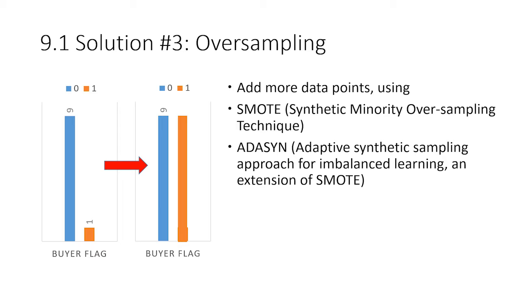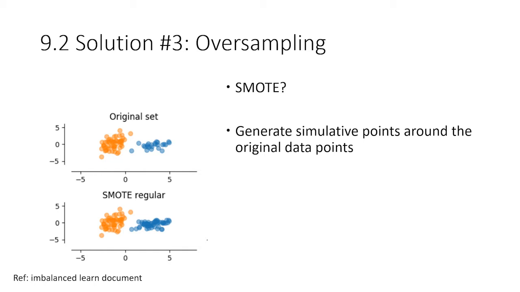Based on similar ideas, we can also add more data points labeled with 1s using the SMOTE method. What is SMOTE? The SMOTE method is used to generate simulated points around the original data points. As we can see from this graph, in the original data set, we don't have an equal number of orange and blue data points. After applying the SMOTE method, we automatically generate blue points so that now their numbers are equal.